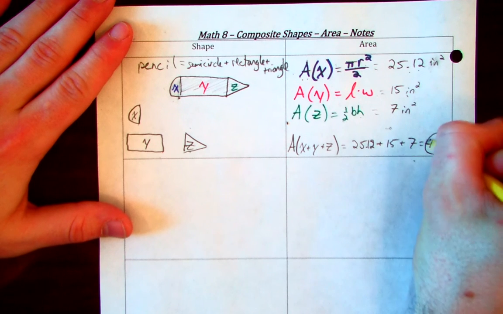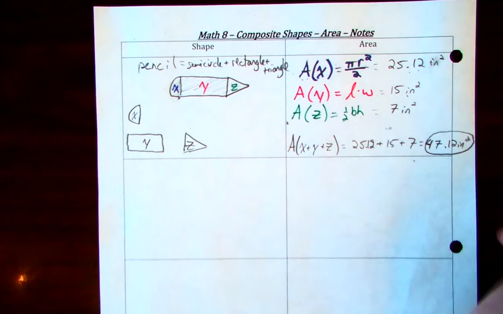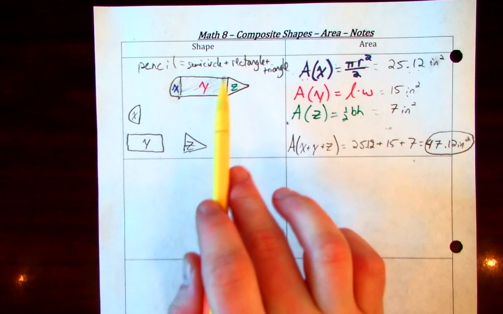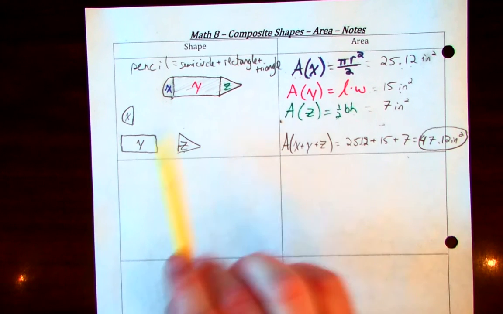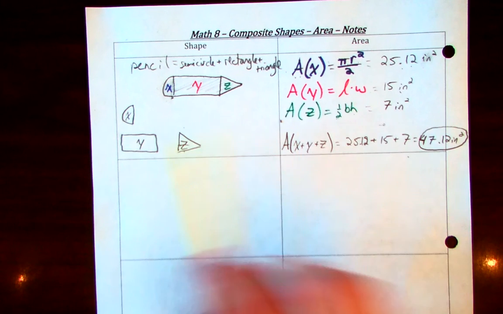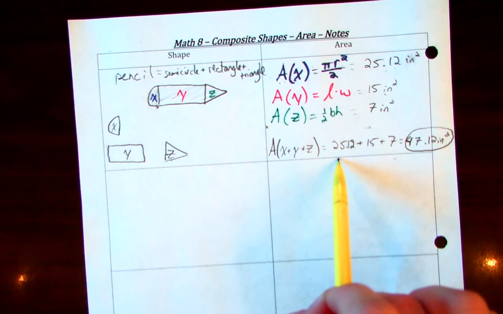Again, all you're doing is these steps. Identify your shapes, label your shapes, redraw the shapes, find the area of each, and find the sum of all your areas.